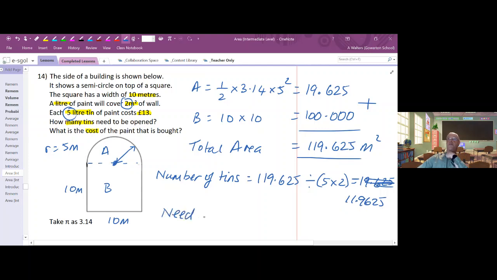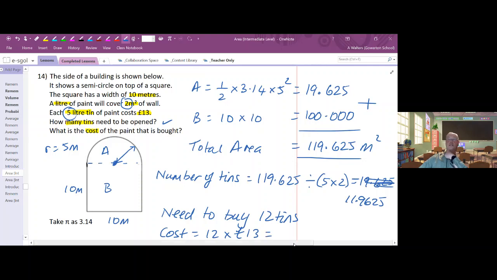to buy 12 tins. That's what we need to buy. We need to buy more paint than we require. Okay, so that's answering that part of the question. And then the cost of the paint is obviously you're paying for 12 tins of £13 each.